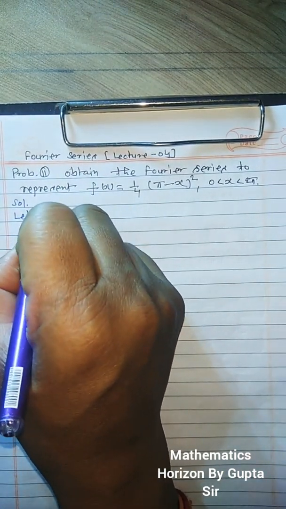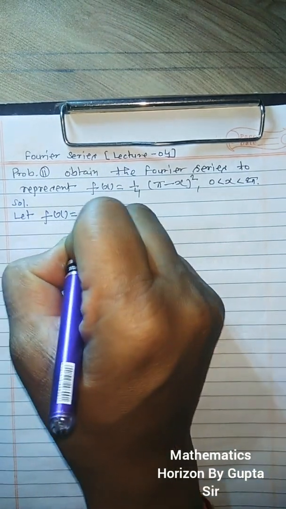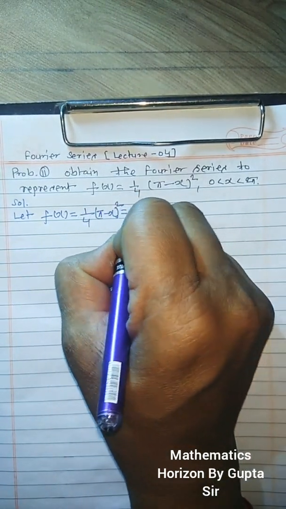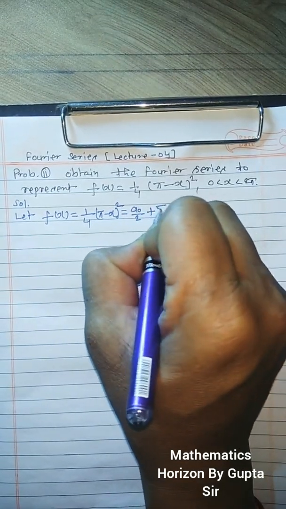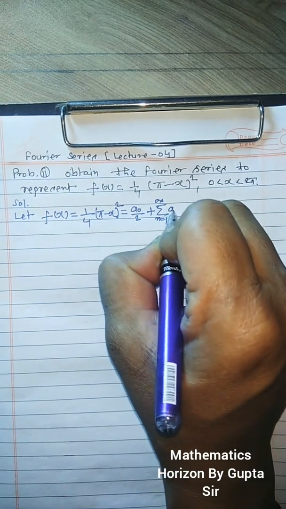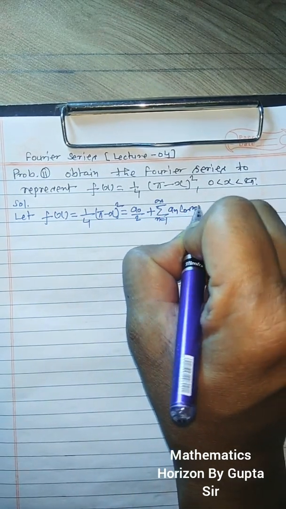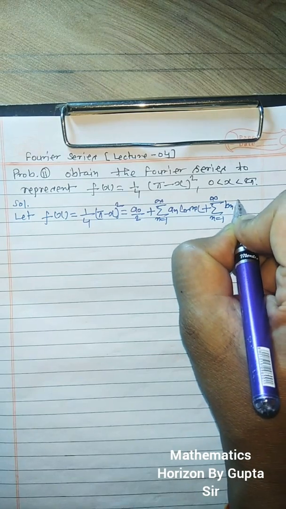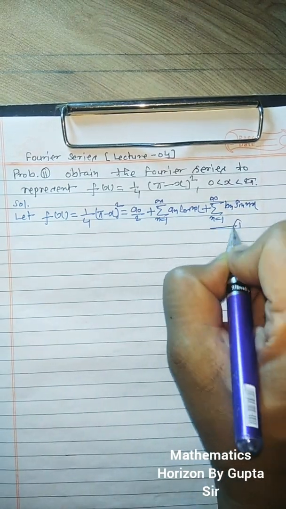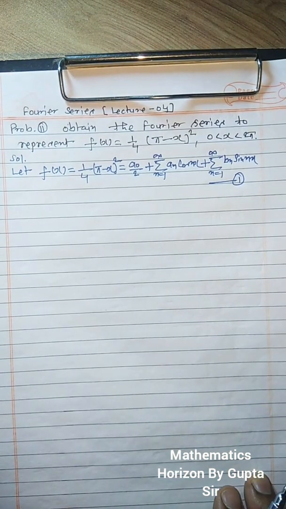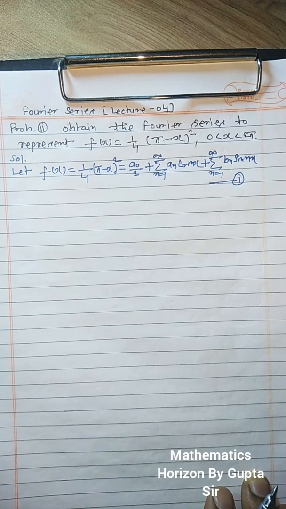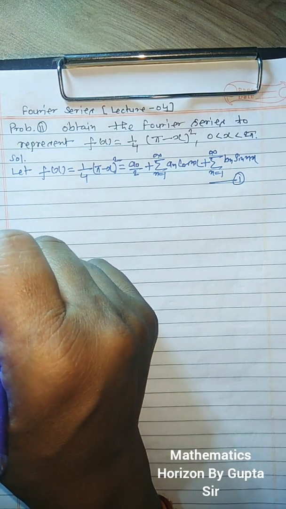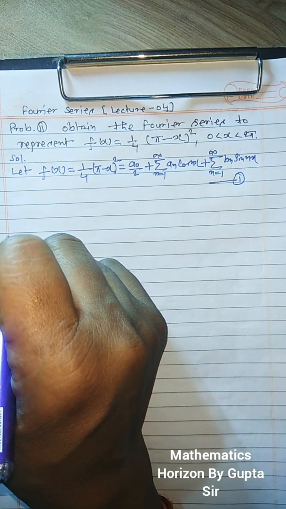Fourier series is defined by the formula f(x) is equal to 1 upon 4 (pi minus x) whole square is equal to a0 by 2 plus summation n equal to 1 to infinity an cos nx plus summation n equal to 1 to infinity bn sin nx. Okay, where a0, an and bn are Euler's coefficients. Now we find out a0, an and bn by using Euler's formula.